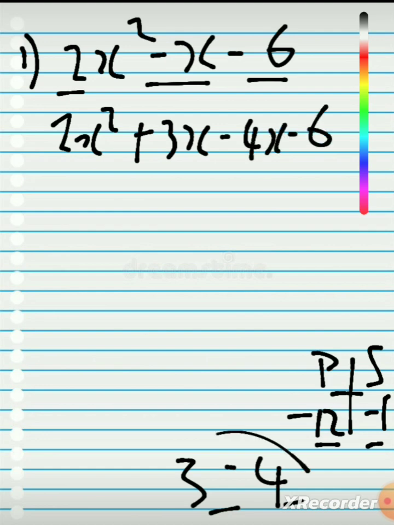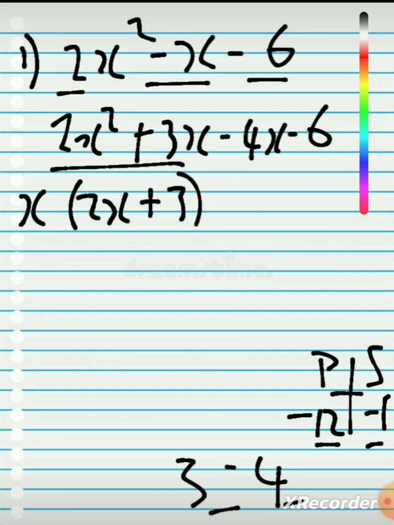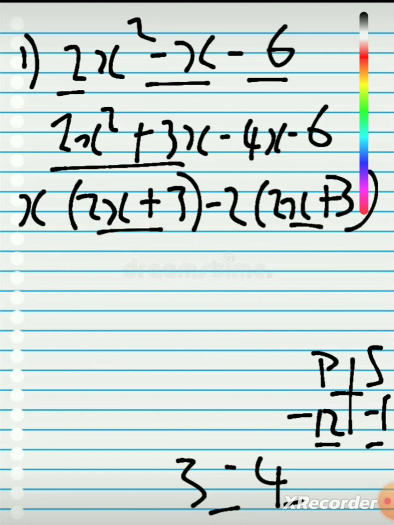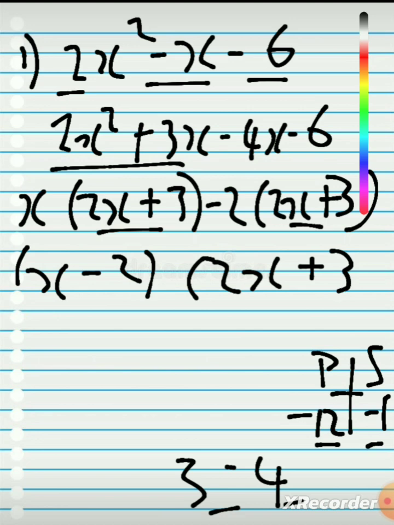If you're having challenges getting these numbers, you need to do just lots of questions. If you can do 10 questions, you are good to go. It will be easy. What's the common factor here? It's x. So 2x squared divided by x is 2x, plus 3x divided by x is 3. This side is negative 2. Negative 4x divided by negative 2 is 2x. Negative 6 divided by negative 2 is positive 3. Okay, these ones are common. So what is outside the brackets, we put them together. Then the common ones, we put them like this.